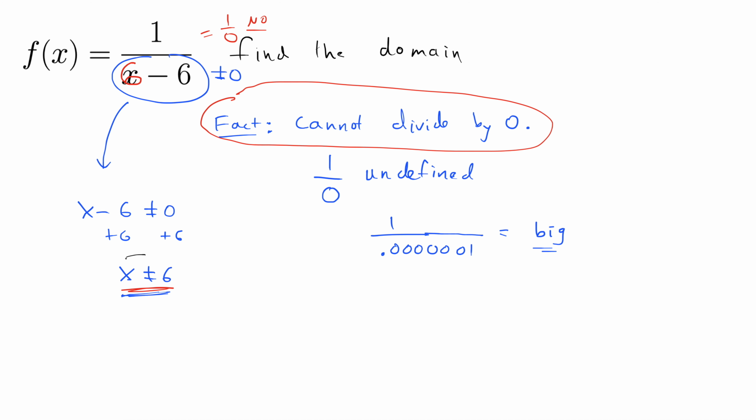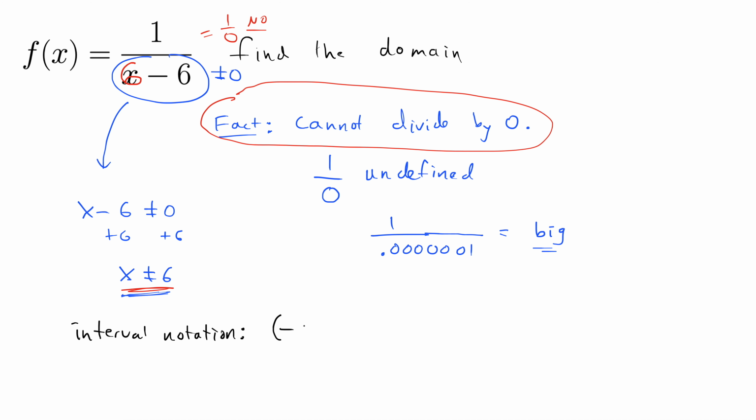How do we say that mathematically? We can't just leave it like this, x is not equal to 6. That's not exactly what we want, although that's really fine, but we want to put this in interval notation. So in interval notation, here's how we do that. We want to say everything except for 6.